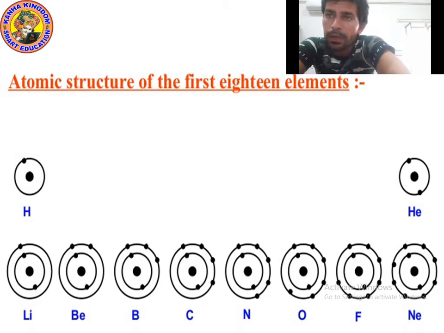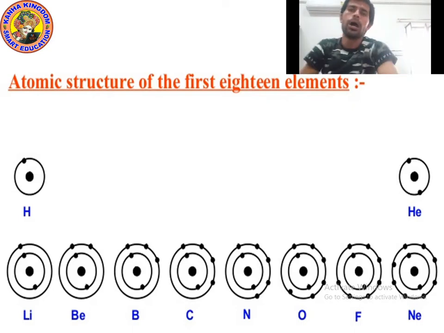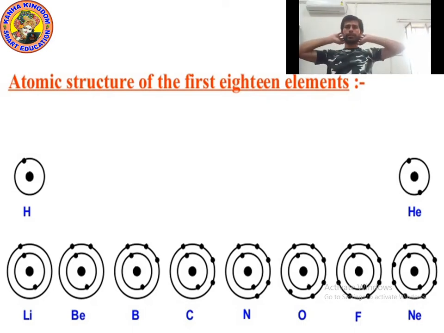In the same way, let's talk about nitrogen. How many electrons are present in nitrogen? 7.